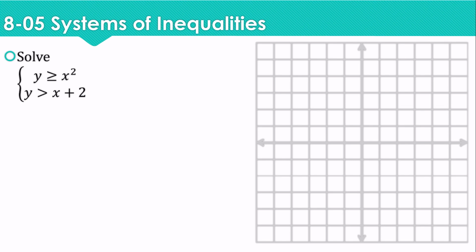Okay, let's try this one. Well, let's start with the first one. It's a parabola. So we could graph that by making a table. If I put in 0, I get 0. If I put in 1, I get 1. When x is 2, y is 4. When x is 3, y is 9. When x is negative 1, y is 1. When x is negative 2, y is 4. When x is negative 3, y is 9.